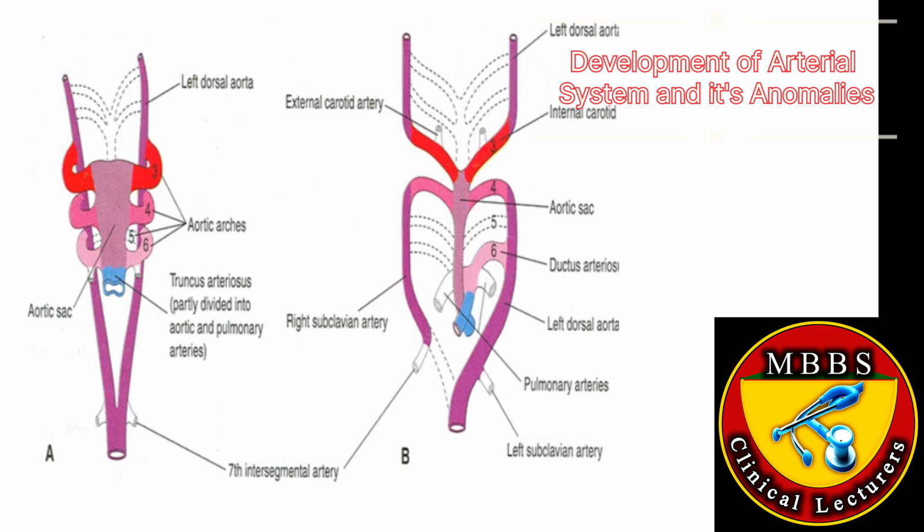Okay, so we have the different arches. We have talked about the first and second, which degenerate and leave behind the maxillary artery and the stapedial artery for the stapes. The third aortic arch gives rise to the common carotid, and it also gives rise to the internal carotid along with the dorsal aortae. From the third aortic arch only, the external carotid arises.